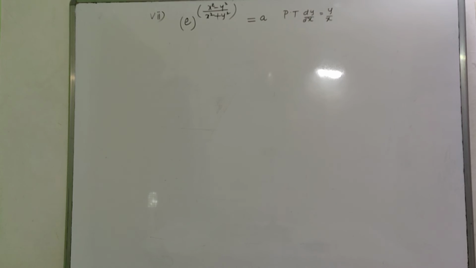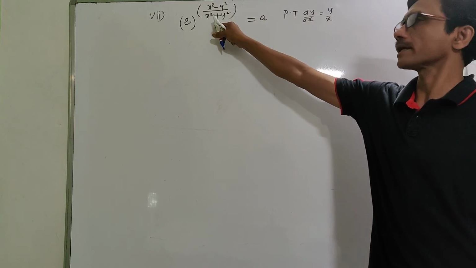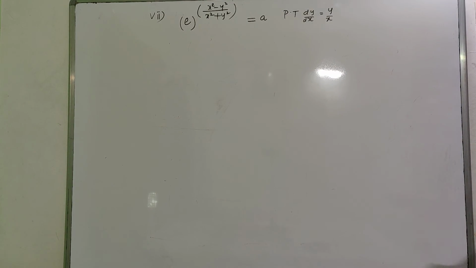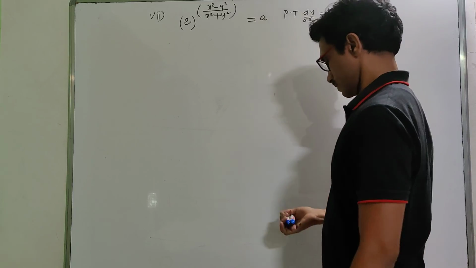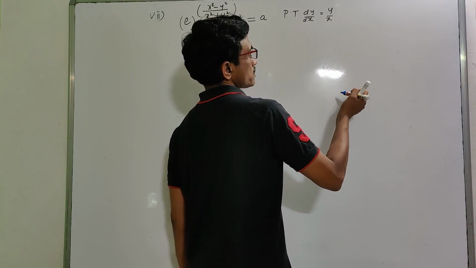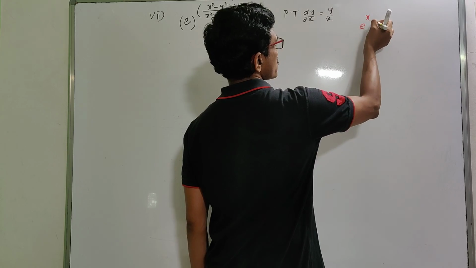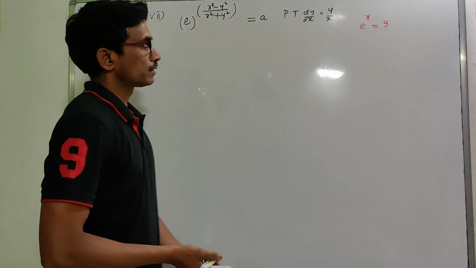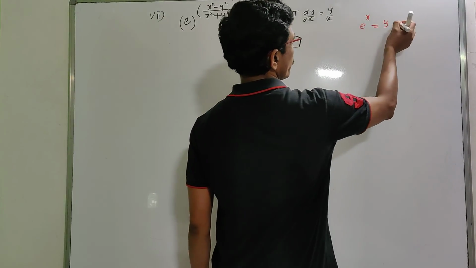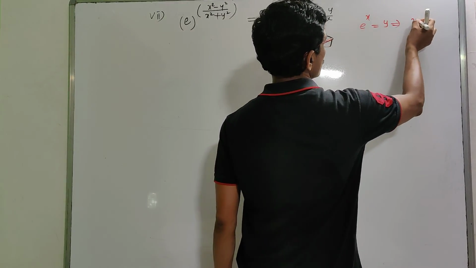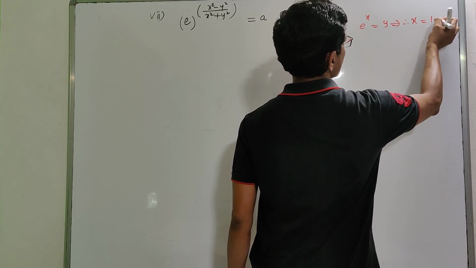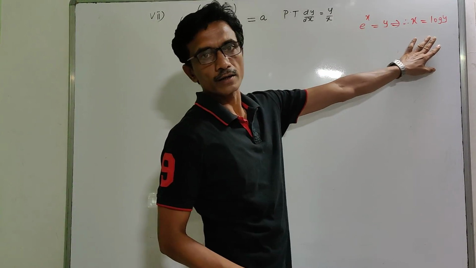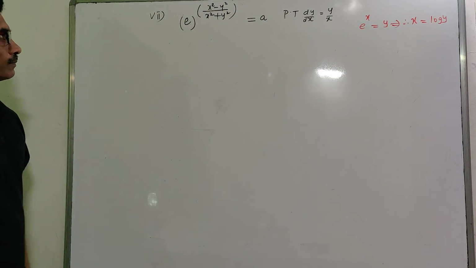Seventh sub question: e raised to power (x square minus y square upon x square plus y square) is equal to a, and prove that dy by dx is equal to y upon x. It is in exponential form, so we can put it in the logarithmic form like this. Here e raised to power x is equal to y, then this is exponential form. So we can write its logarithmic form as x is equal to log of y. So this is exponential form, this is logarithmic form. So let us put in the logarithmic form.